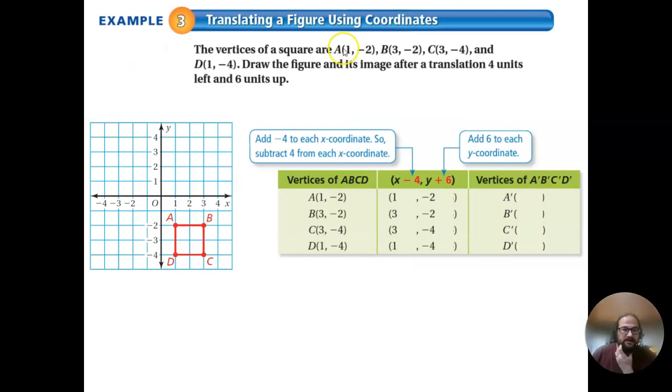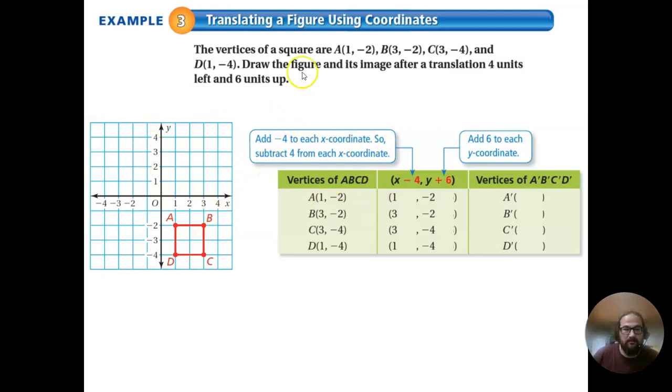All right, so here is example 3. We're given the vertices of a square. A is (1, -2). B is (3, -2). C is (3, -4). And D is (1, -4). And we are going to draw the figure and its image after a translation 4 units left and 6 units up. But this time we're going to do it algebraically first, and then we'll get the graph.